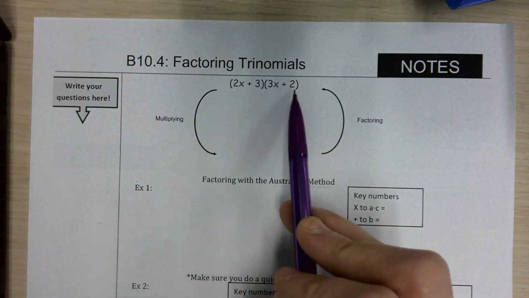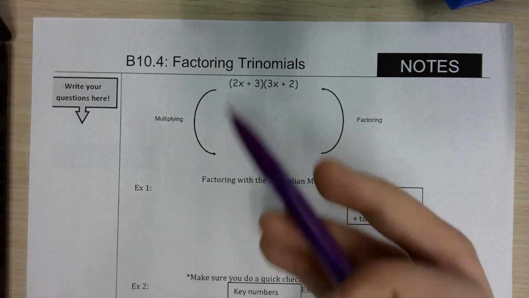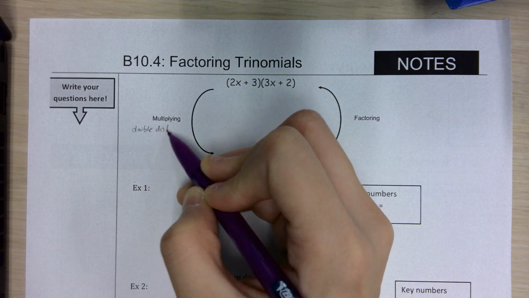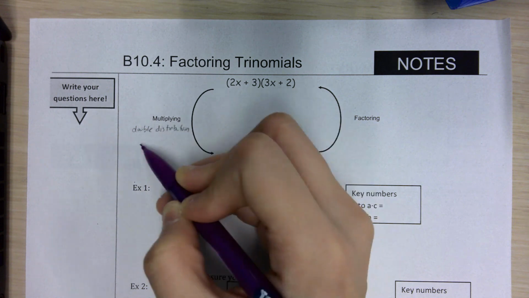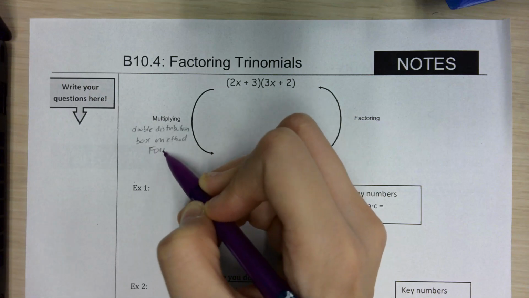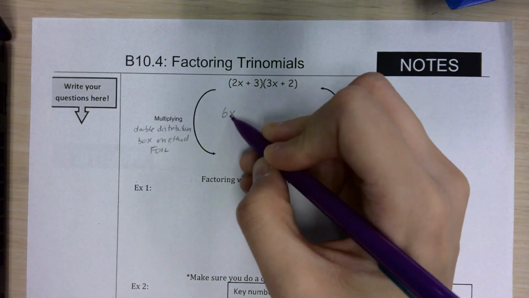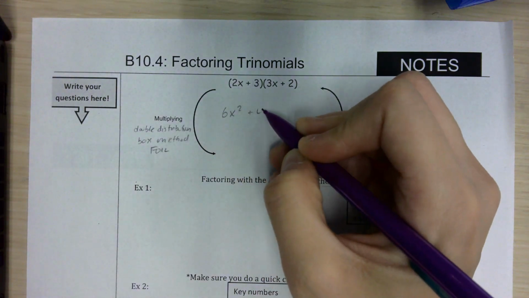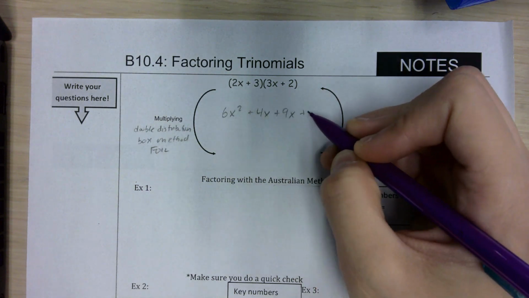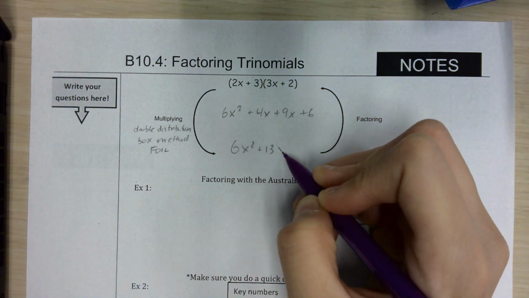First I just want to go over the point of factoring, right? If we look here, we have two binomials, and to multiply them, we do either double distribution, or box method, or FOIL. They're all sort of the same thing. So you would do 2x times 3x is 6x squared, 2x times 2 is 4x, 3 times 3x is 9x, and then 3 times 2 is 6. That would simplify to 6x squared plus 13x plus 6.